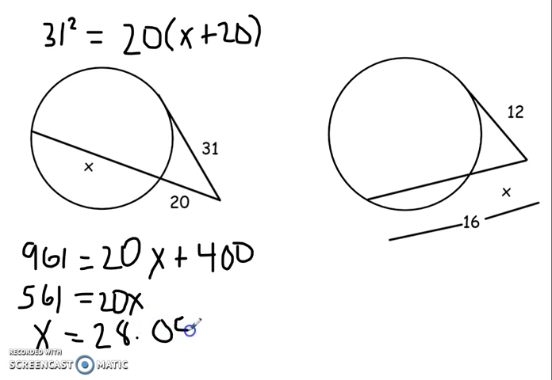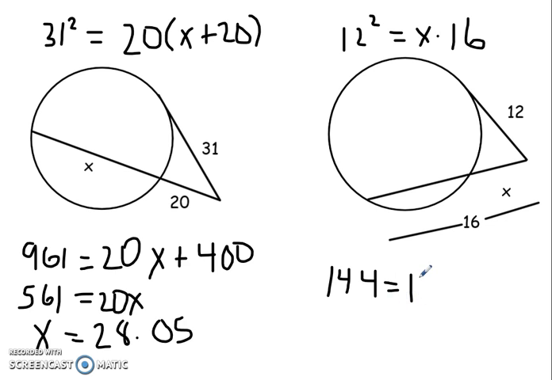And the one on the right, we're going to do the same thing. So it's our tangent squared. So 12 squared equals our outside part, which is our x. Now on this one, we don't have to add together because the 16 is the entire secant segment. So we're just going to multiply that by 16. So we get 144 equals 16x. So to solve for x, we are simply going to divide by 16. So x is going to equal 9.